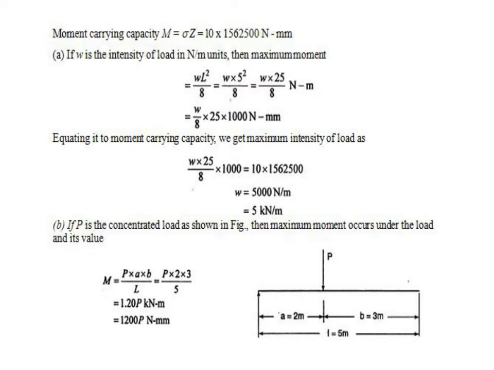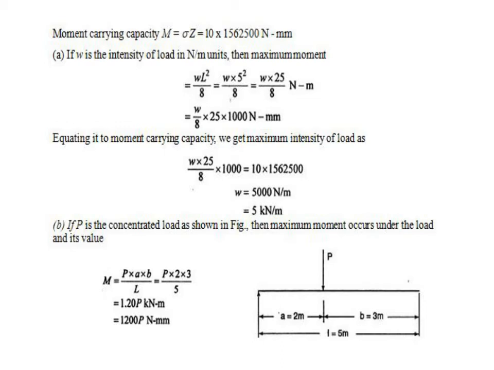Now equate this value with the moment carrying capacity. By simplifying this, we get the load as 5000 Newton per meter, or converting into kilonewton per meter, we get 5 kilonewton per meter. And in the second case, we have to find the concentrated load acting 2 meter from any one support.